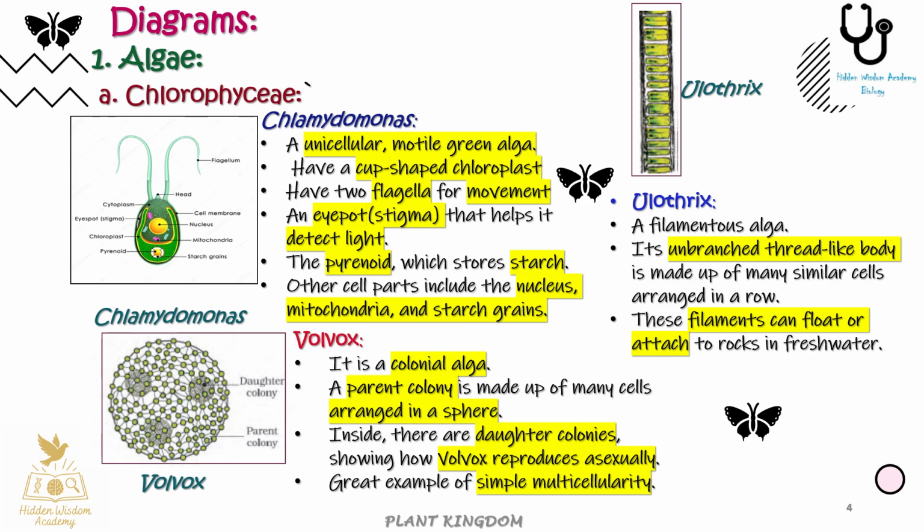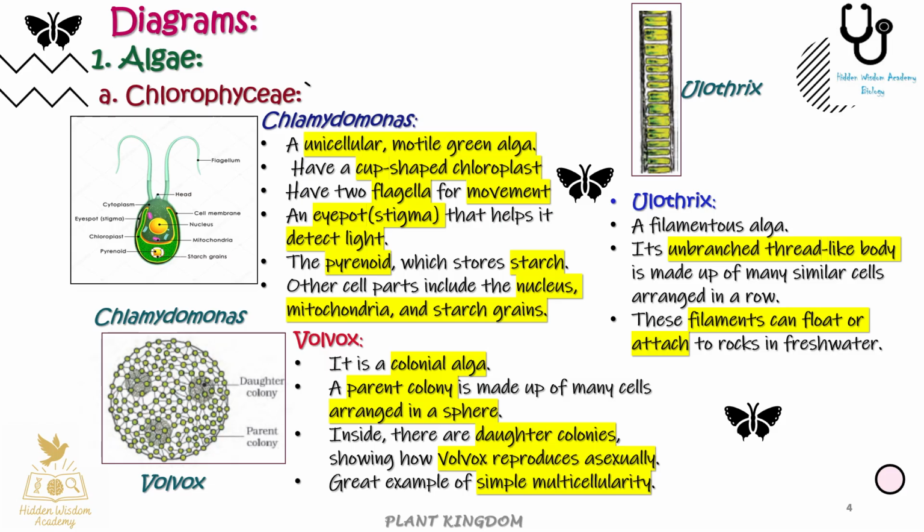Next, we have Volvox, which is a colonial alga. Here, you can see a parent colony made up of many cells arranged in a sphere. Inside, there are daughter colonies, showing how Volvox reproduces asexually. This is a great example of simple multicellularity.